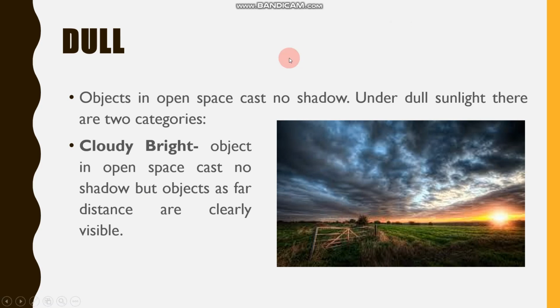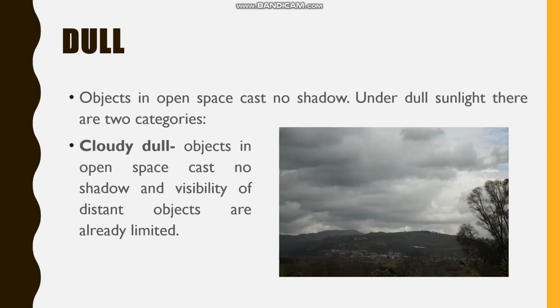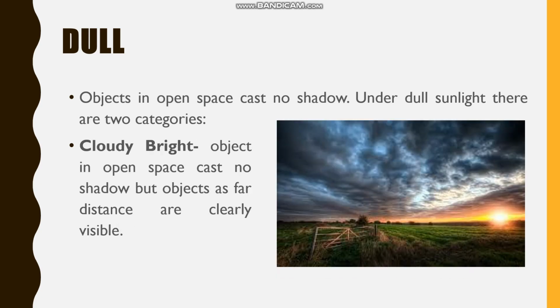Okay, next, Dal. Objects in open space cast no shadow. So, kanina yung dalawa, the bright and hazy, meron pa siyang nakikreate na shadow. But under ng Dal, wala po tayong shadow na nakikita. And under Dal sunlight, there are two categories pa. The cloudy and the cloudy Dal. Dito muna tayo sa cloudy, meron tayong cloudy bright and then the cloudy Dal.